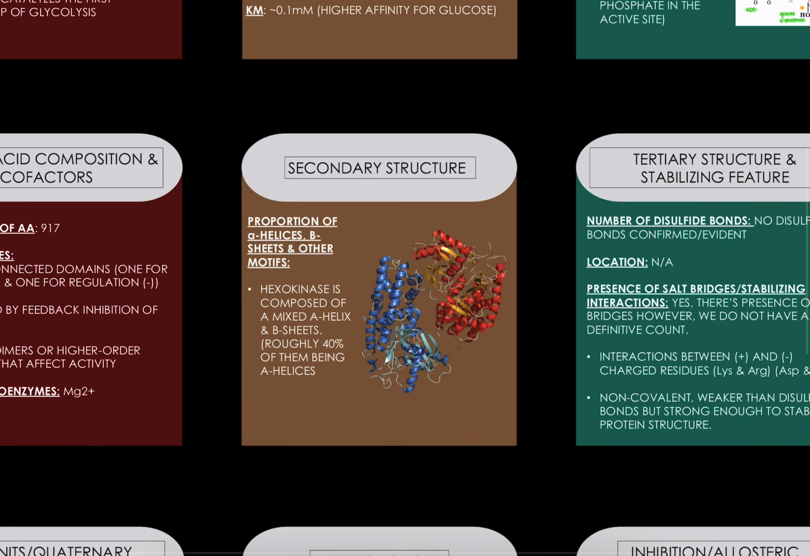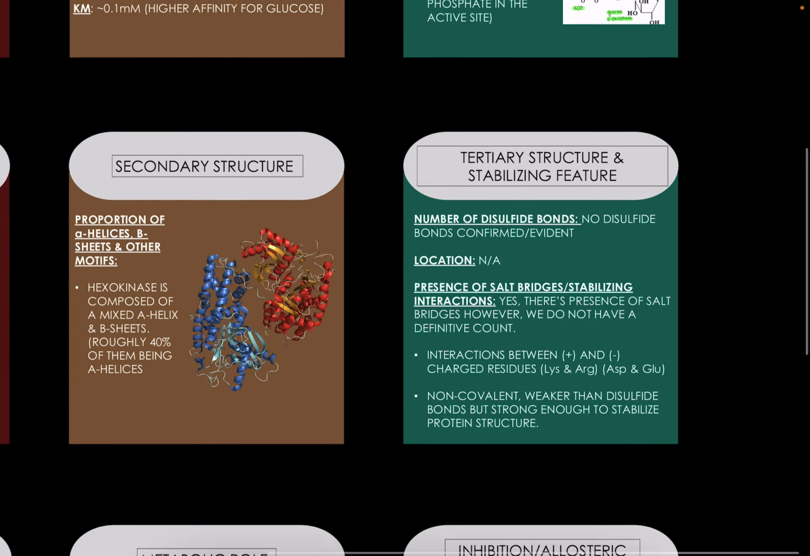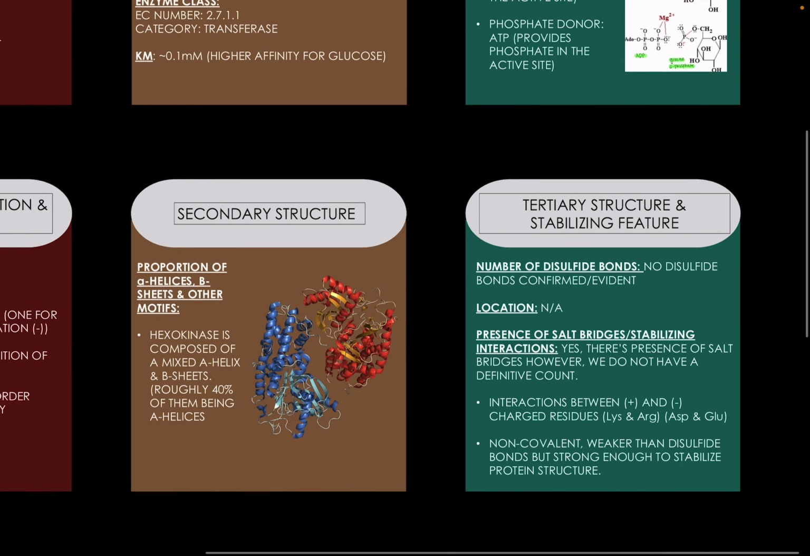As for the proportion of alpha helices, hexokinase is composed of a mix of alpha helices and beta sheets, with roughly 40% of them being alpha helices. Number of disulfide bonds: there are no disulfide bonds confirmed or evident, so there is no location. However, there is a presence of salt bridges, and we do not have a definitive count.